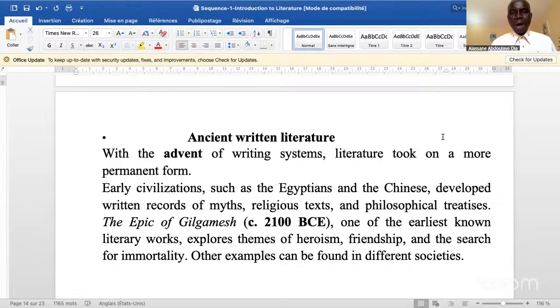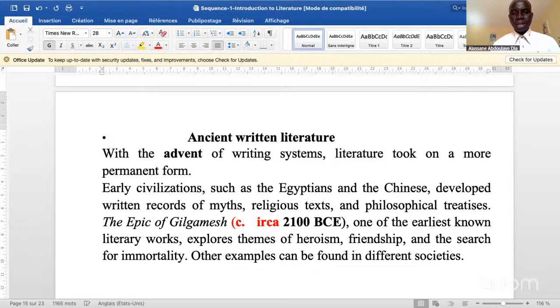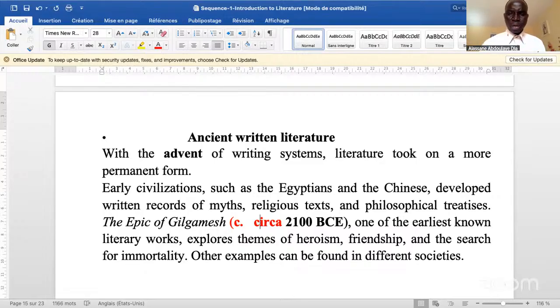That's why people talk about the Epic of Gilgamesh. And that one was circa 2100 before Common Era. Here, when you see this C, I help you class, it is circa. All right? When you see in a text C like this, it means circa. Okay, circa means vers. In history, you learned that El Haj Omar was born circa 1797, vers.